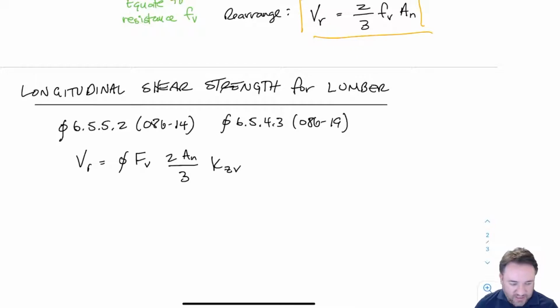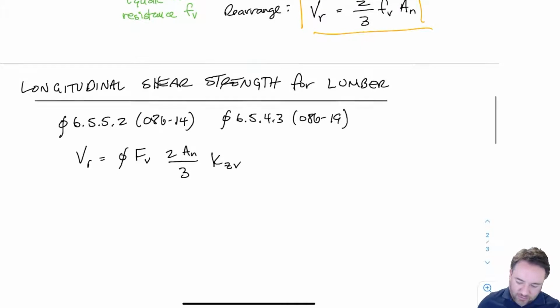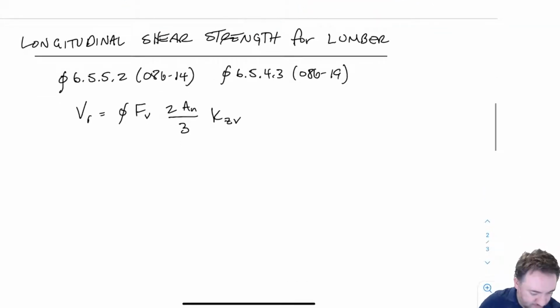And you can see that indeed the longitudinal shear strength equation VR is phi, which is a material reduction factor, FV, which is my shear strength in MPa, times an A, which is my net area. And you can see that that factor of 2/3 is built right into the equation, which comes straight out of mechanics. And then the last parameter there, KZV, is just a size effect factor, which we get from the table, and we're used to doing that probably by now. So just to fill out the rest of these.